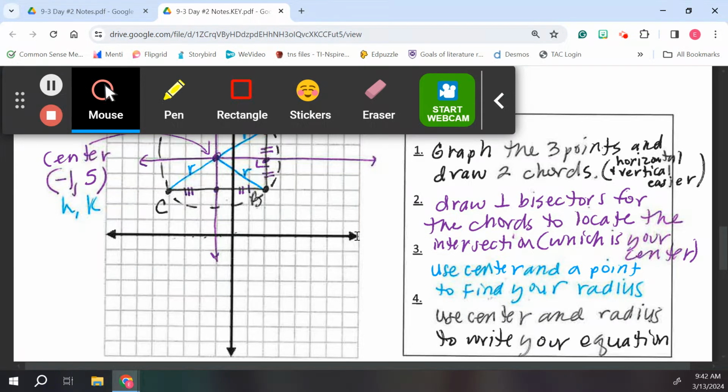So step 1 is graph the 3 points and draw 2 chords. Horizontal and vertical are the easiest ones. Step 2: draw perpendicular bisectors for the chords to locate the intersection, which is your center. Then use a center and a point to find your radius, and then use the center and radius to write your equation. I'm going to give you a minute to write this down. Remember, please do not draw the circle. Again, I want to go over that with you in a little bit more detail.